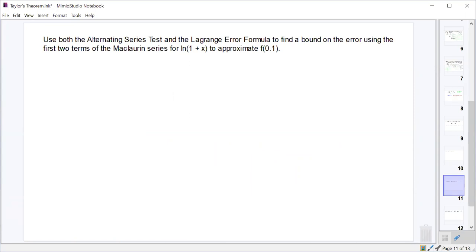So first thing is, I trust that you all could probably do the alternating series test on your own. Okay, do that. You guys do the alternating series test, and then we'll work our way through the Lagrange error bound together.